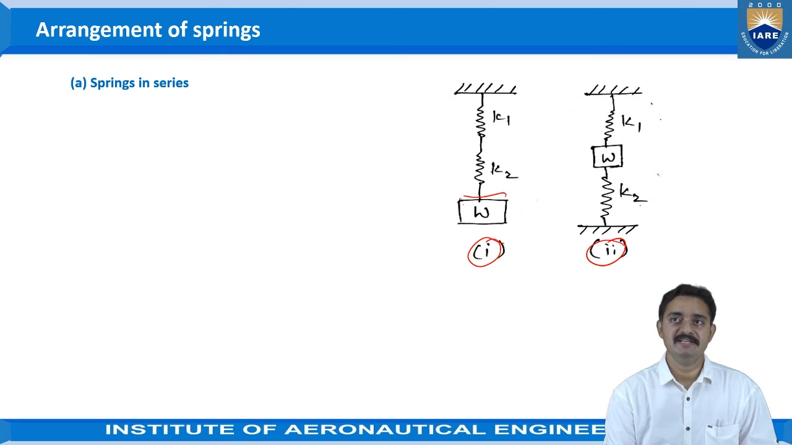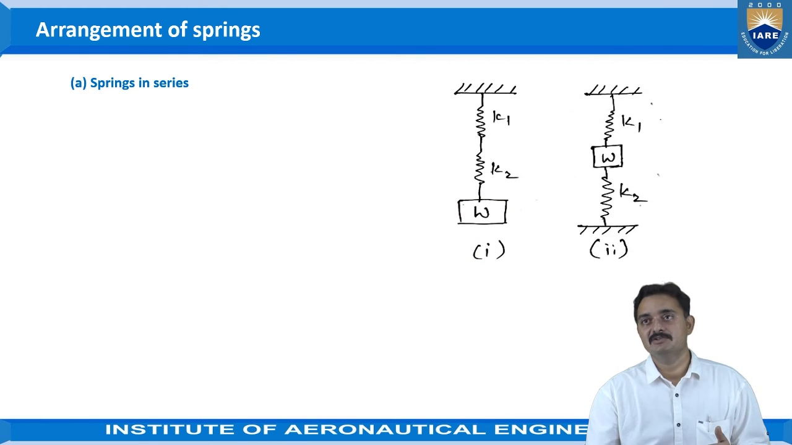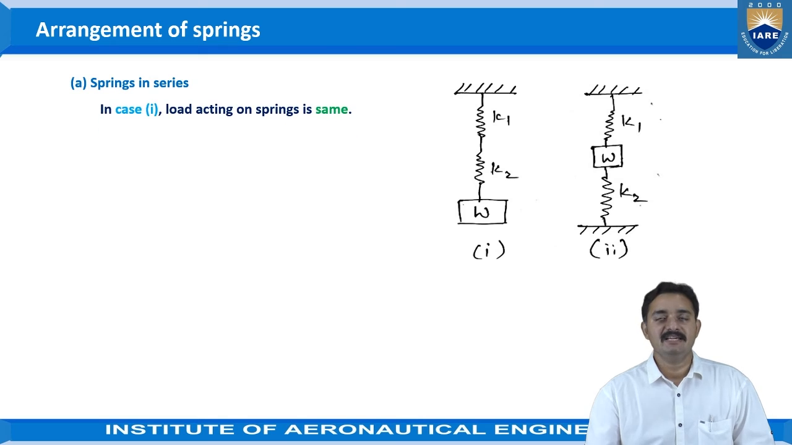One is where the weight is attached after the springs in series, or the weight is attached in between the springs in series like this. So we need to identify these two cases and try to understand how the time period values can be taken. In case 1, the load acting on the springs is the same.